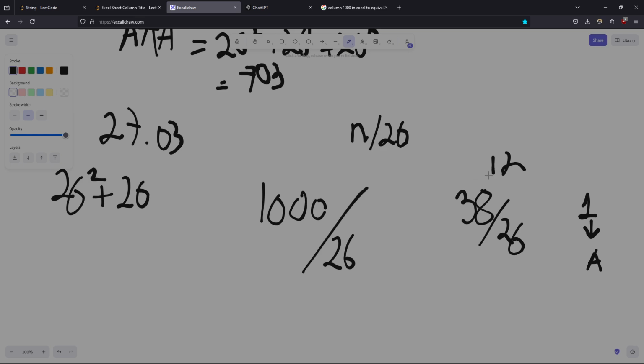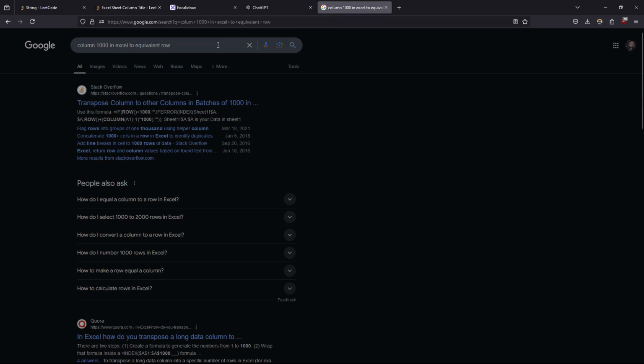So the equivalent of 12 is L, and we'll look at the remainder here, which is equal to 1000 minus 26 into 38, which is equal to 12. Right, yeah, which equals 12. Now the answer will be ALL. Is that the correct answer?